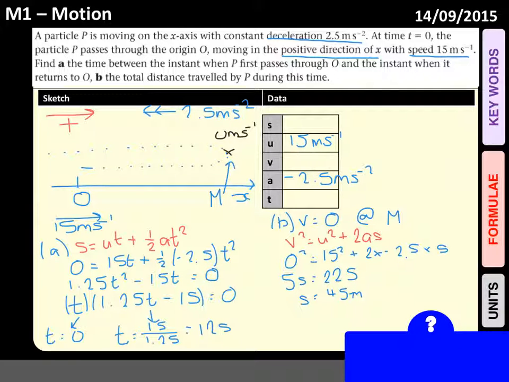So therefore my total distance is going to be twice that. So my total distance is going to be equal to 90 meters, going from O to M and then back from M to O.